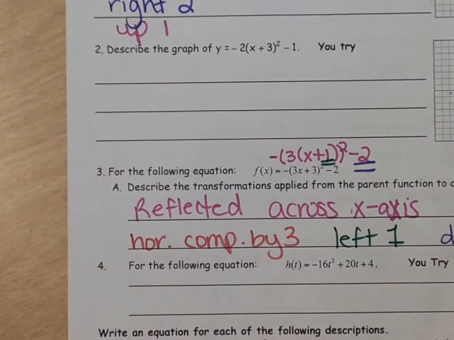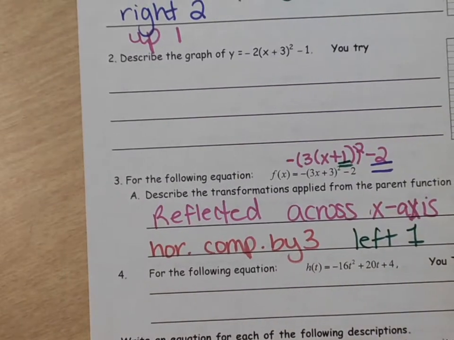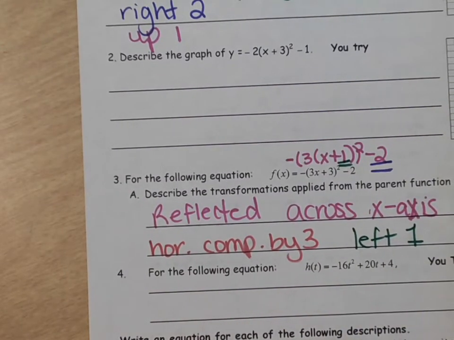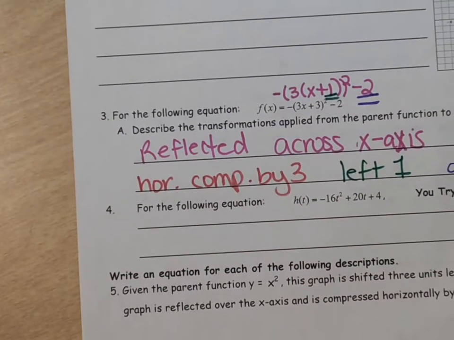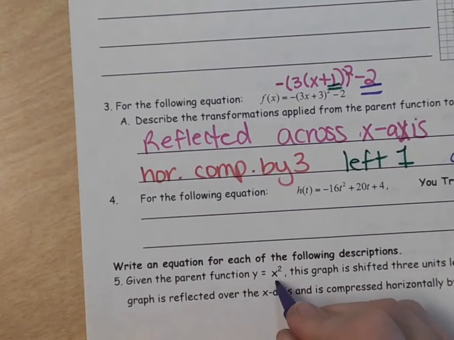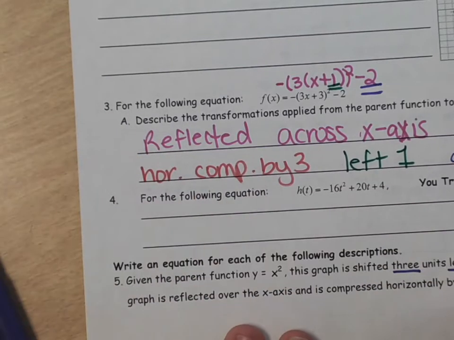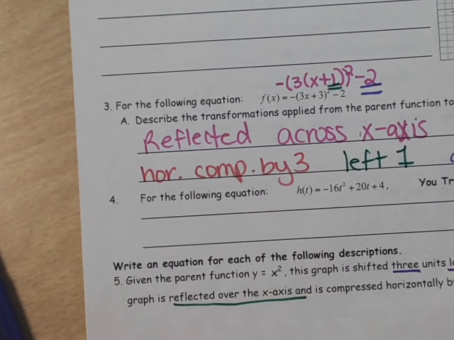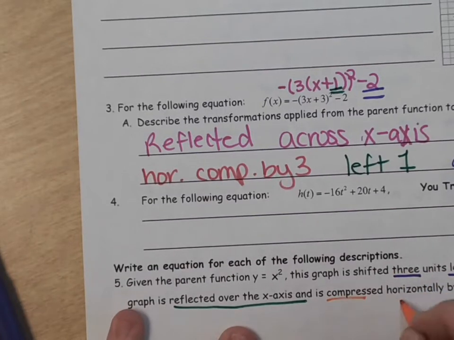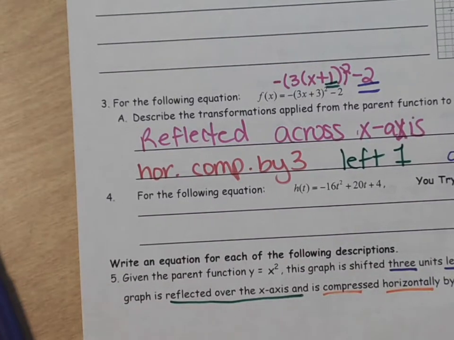All right, you are going to do the same thing on number 4. So pause the video. Try number 4 on your own. Okay, number 5. It says take the parent function x squared and you want to see how it happens when it shifted 3 units left, 4 up. It's reflected over the x, and it is compressed horizontally by negative 2. So we're going to make our equation.